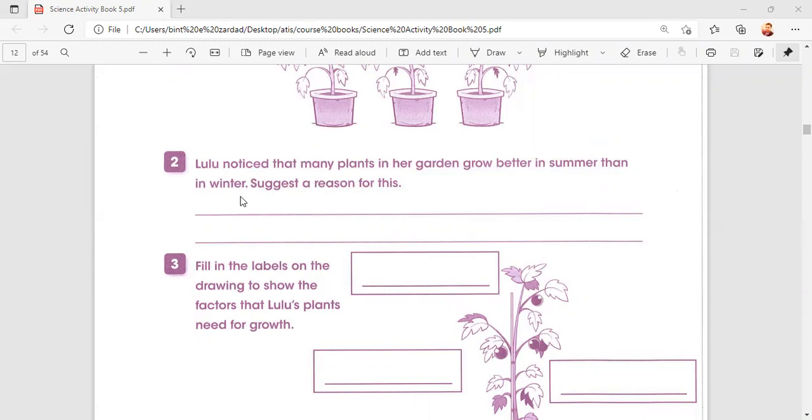In winter, it's cold. So plants need a warm place. Plants need warmth for growth. It is warmer in the summer, so the plants grow better compared to winter. In winter it's cold, in summer it's warmer. So plants need a warm place and a warmer temperature. So in summer plants grow better as compared to winter.